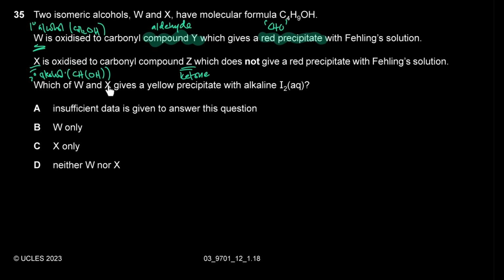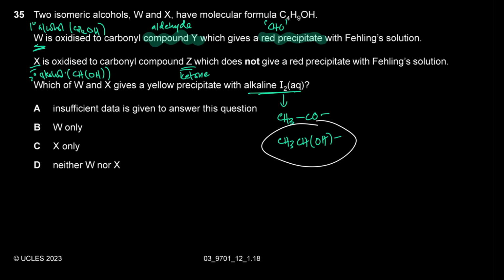Which of W and X gives the yellow precipitate with alkaline aqueous iodine? Now, alkaline aqueous iodine is a test for either the CH3CO group in carbonyl compounds or the CH3CHOH group in alcohols. Now we know that W and X are alcohols. So again, we're looking at this group over here.